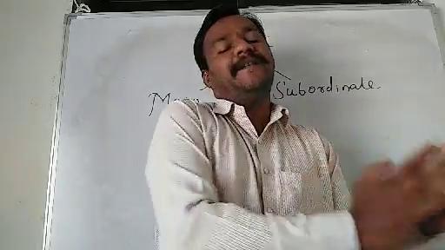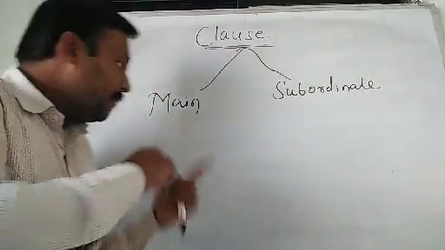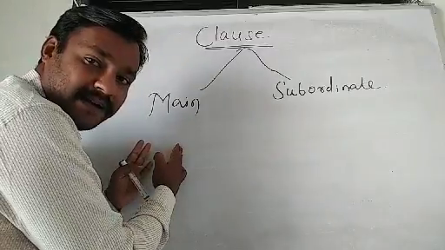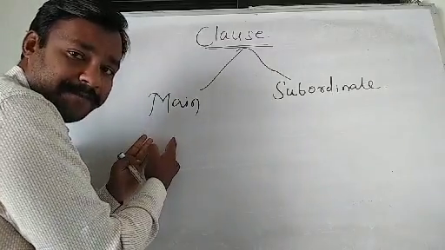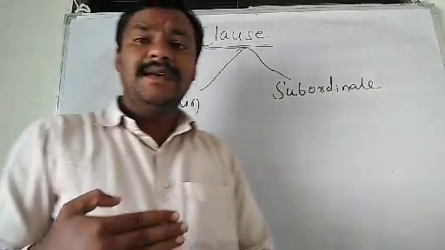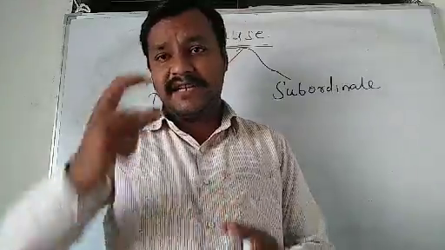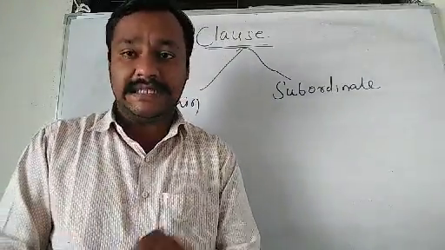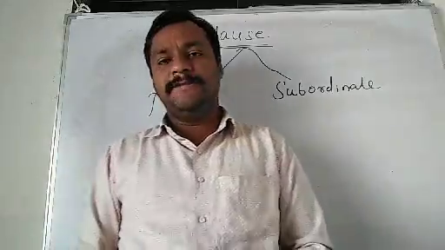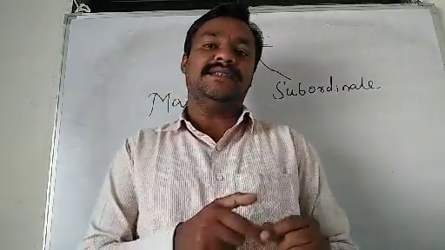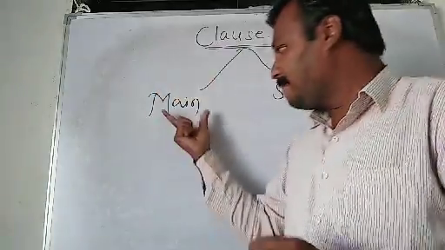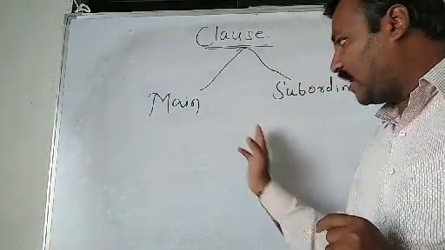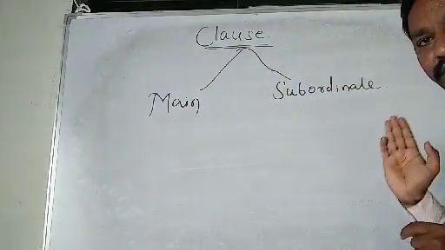Only the names are different. What am I telling? Main clause, principal clause, independent clause, they are the same. In some books, the term main clause is used. In some books, independent clause. In some books, principal clause. They are the same. So clause is divided into two types, main and subordinate.